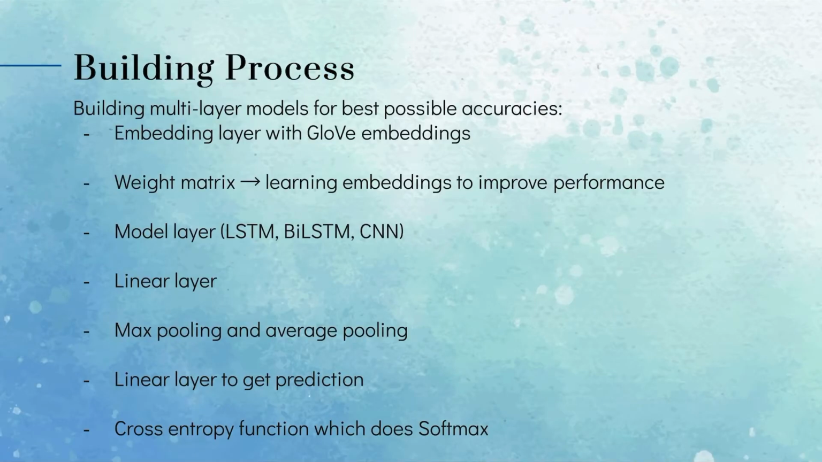For the building process, our models were multi-layer, including the first layer, the embedding layer, with GloVe embeddings, which worked well with long sequences and weighted according to frequencies, which is great for songs since there's a lot of repetition, a weighted matrix to help learn embeddings and improve performance, a model layer for each of the models, a linear layer along with max pooling and average pooling, a linear layer to get the prediction paired with a cross entropy function which handled the softmax for us so our model didn't have to specifically do it.